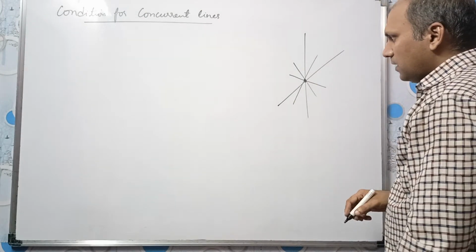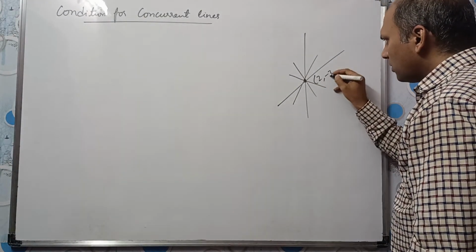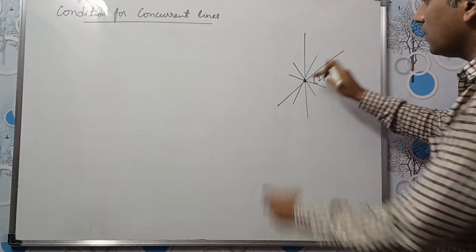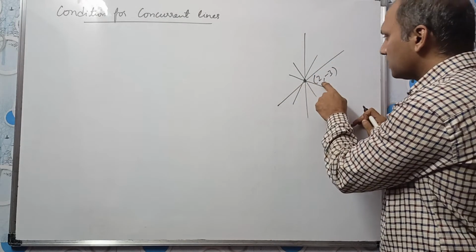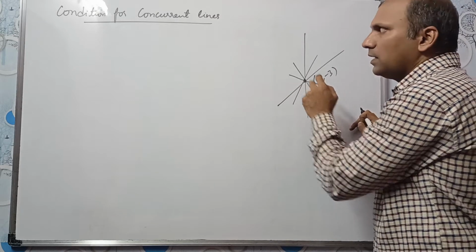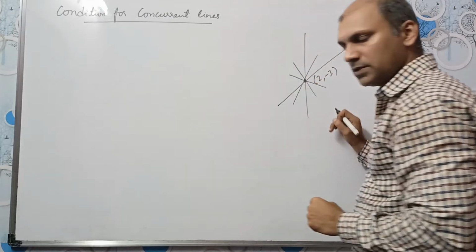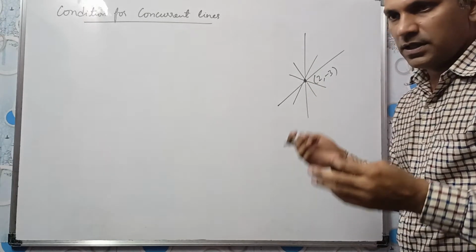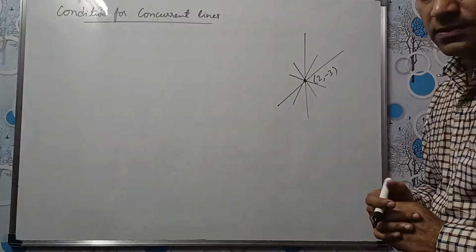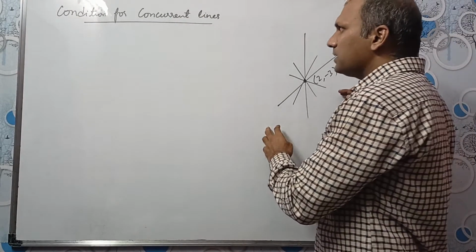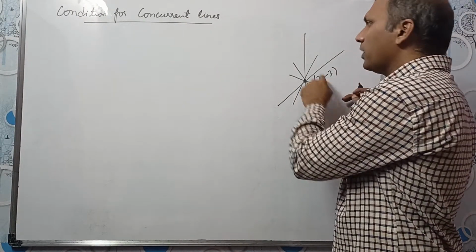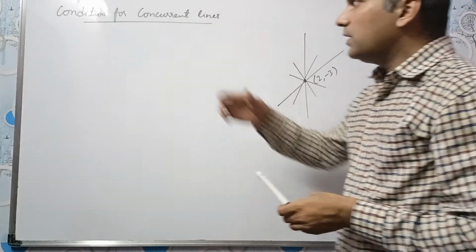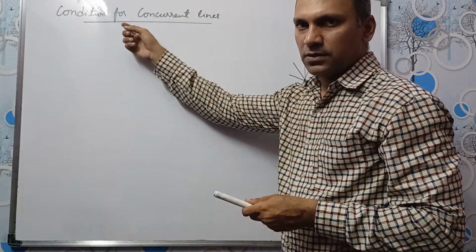Okay, let us say this point is 2 comma minus 3. For example, all the lines that pass through 2 comma minus 3 are called concurrent lines. How many lines will pass through 2 comma minus 3? Infinite lines, right? So all the straight lines that pass through a fixed point are called concurrent lines. Okay, now we'll learn what will be the condition of the concurrent lines.